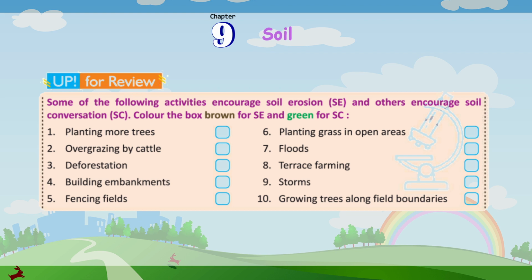Number 1. Planting more trees. Number 2. Overgrazing by cattle. Number 3. Deforestation. Number 4. Building embankments. Number 5. Fencing fields. Number 6. Planting grass in open areas. Number 7. Floods. Number 8. Terrace farming. Number 9. Storms. Number 10. Growing trees along field boundaries.